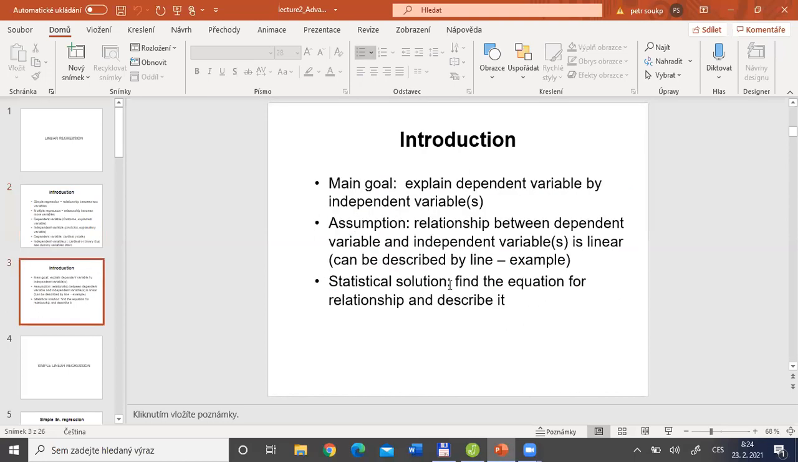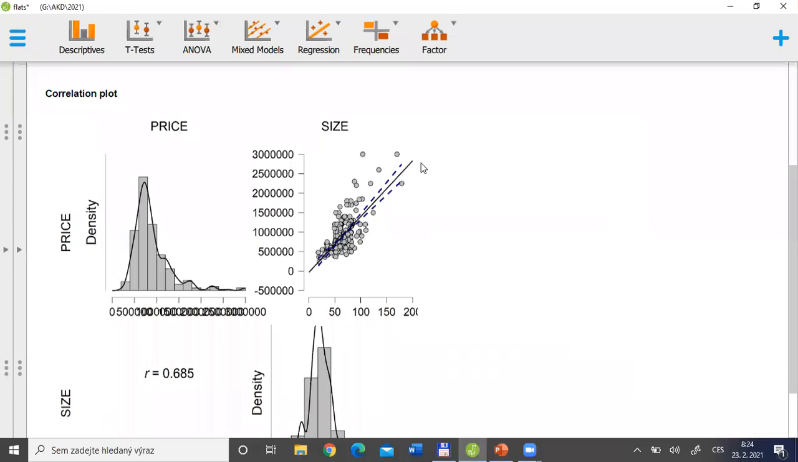And the main goal for regression, for linear regression, is to find a line that is describing the pattern in my data. For example, here you can see the pattern is that if the size of the flat is increasing, the prices of the flat are also increasing, and this pattern is described by this line, and also these blue lines seem to me to be the confidence interval for the estimation.